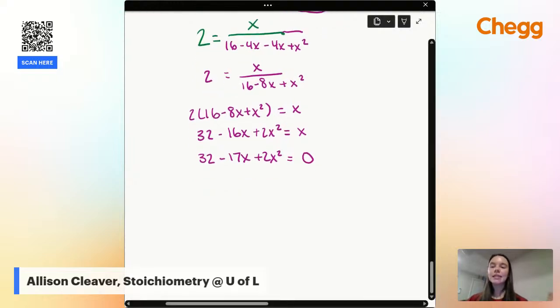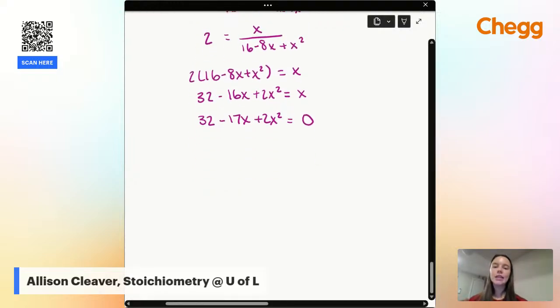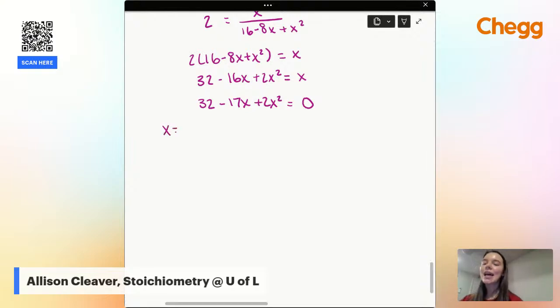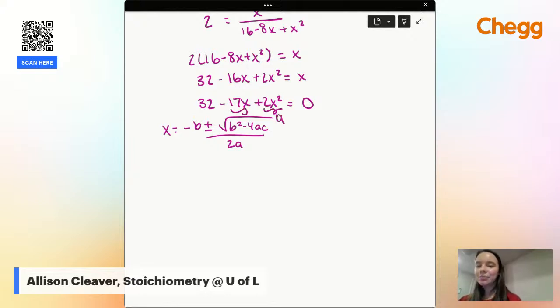Hopefully that's making sense. Now we're going to use our quadratic formula. There's a great song that you should look at on YouTube if you want to learn the quadratic formula by memory, but it's x equals negative b plus or minus the square root of b squared minus 4ac all over 2a. That's the quadratic formula. Learned it from the song. This is our a value, our b and c. So let's plug all that in.